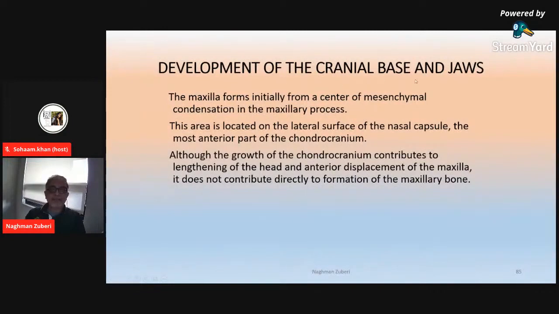Development of the cranial base and jaws. We are discussing the maxilla, which forms initially from a center of mesenchymal condensation in the maxillary process. This area is located on the lateral surface of the nasal capsule, the most anterior part of the chondrocranium. Although the growth of the chondrocranium contributes to lengthening of the head and anterior displacement of the maxilla, it does not contribute directly to the formation of maxillary bone.